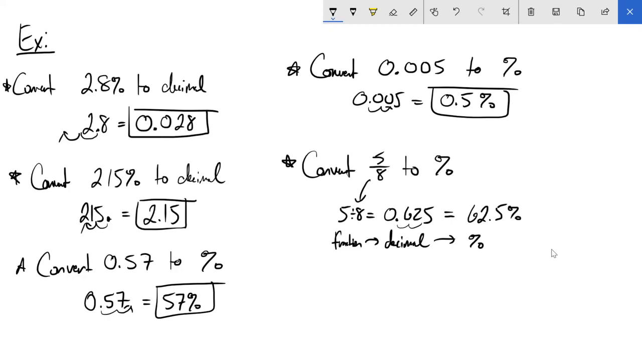Does that seem reasonable? If you have 5/8 of something, does it seem like that's about the same as 62.5%? Seems about right, because 5/8 is a little more than half. Okay, 62.5% is a little more than half. All right. So far, so good? Everybody seem reasonable? Okay.